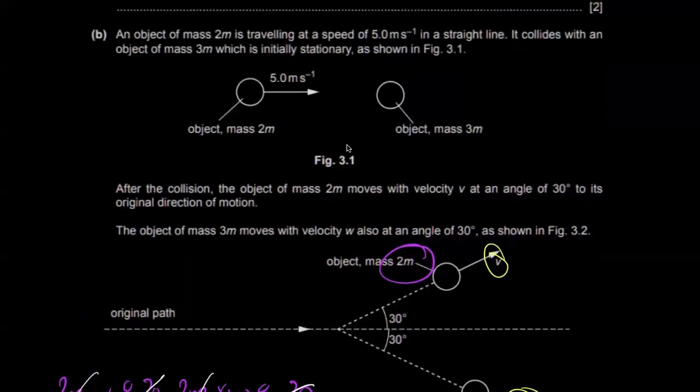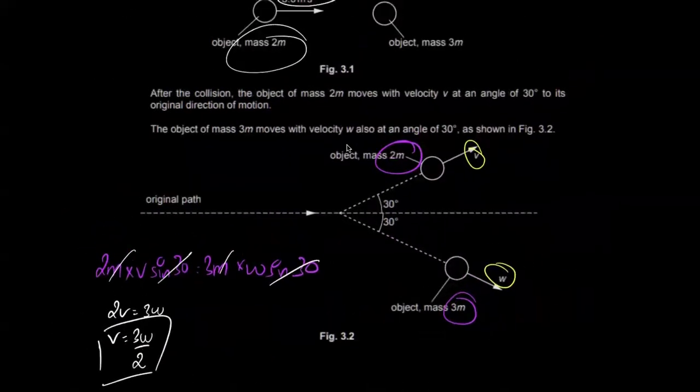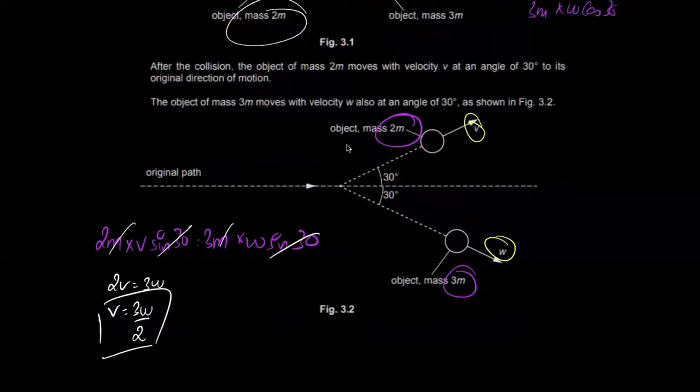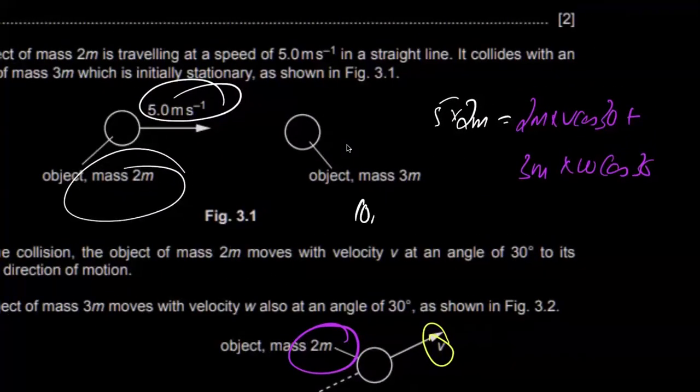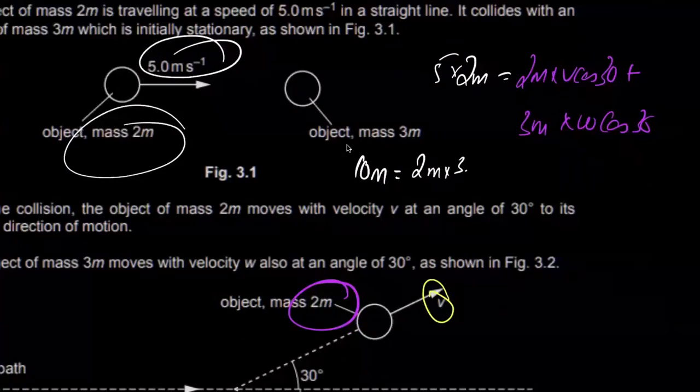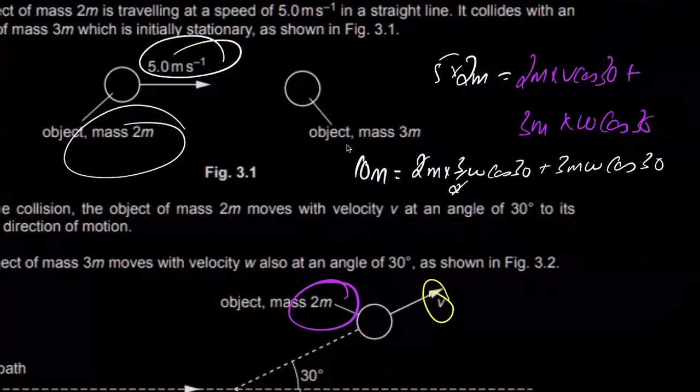Perfect. Second, you equate the horizontal components. So initial is equal to final. Initial is gonna be 5 into 2m is equal to, again, 2m into v cos 30 plus 3m into w cos 30. Now I have v is equal to 3 over 2 w, so I can substitute it over here. 10m is equal to 2 into 2m into 3 over 2 w cos 30 plus 3m w cos 30. 2 कैंसिल हो गया, ये मेरे पास 3 हो गया, 6 हो गया. It's very simple. 10m is equal to 6wm cos 30.